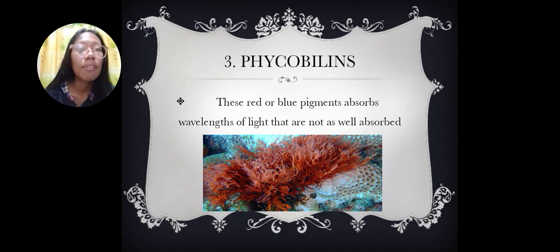So phycobilins. These red or blue pigments absorb wavelengths of light that are not as well absorbed. They are actually seen in cyanobacteria and red algae, like in the picture below.